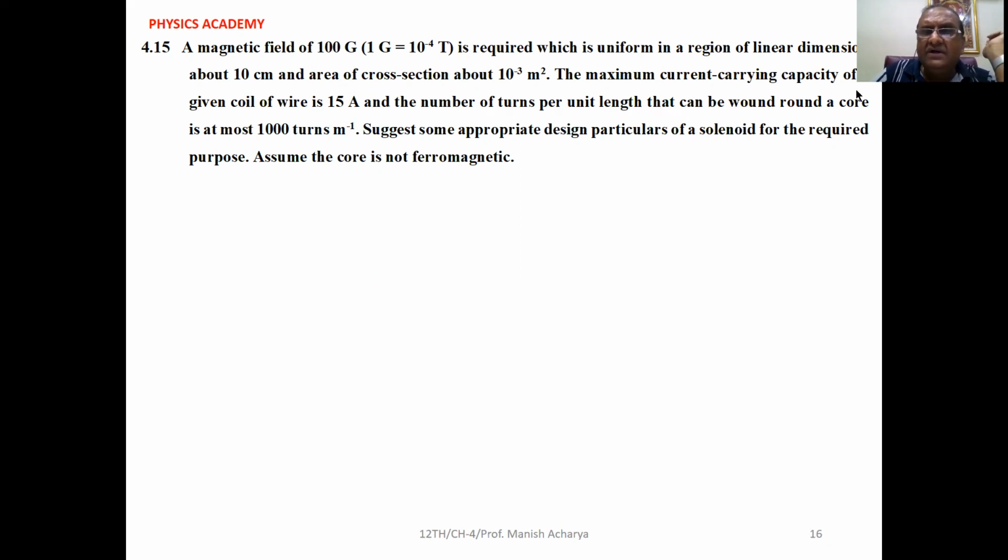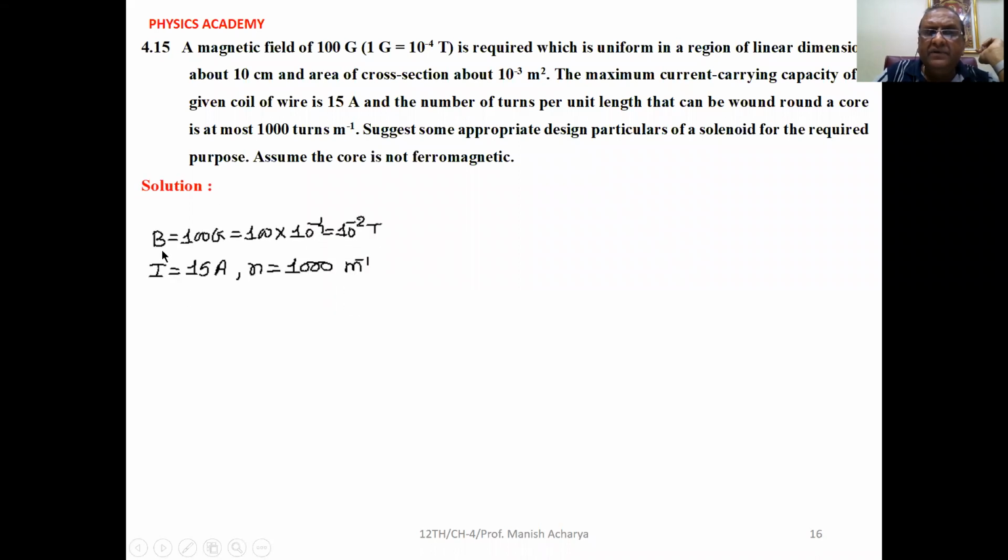The maximum current capacity of the given coil of wire is 15 ampere, and the number of turns per unit length that can be wound around a core is at most 1000 turns per meter. Suggest some appropriate design particulars of a solenoid for the required purpose. Assume the core is not ferromagnetic.